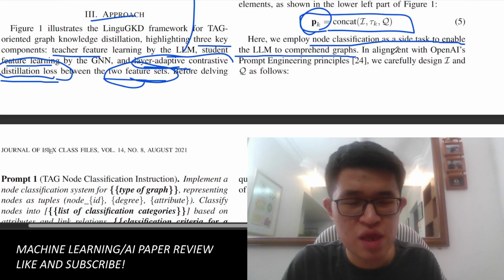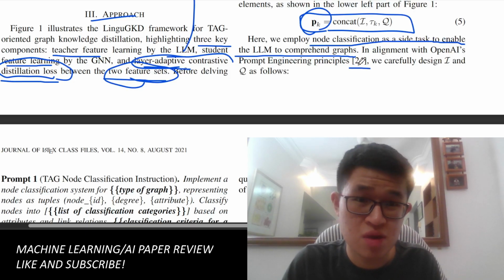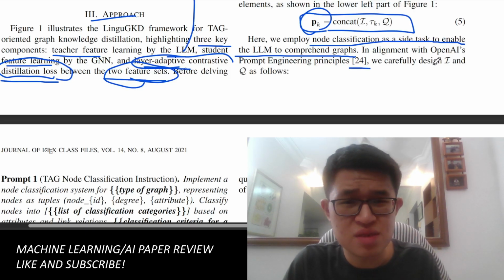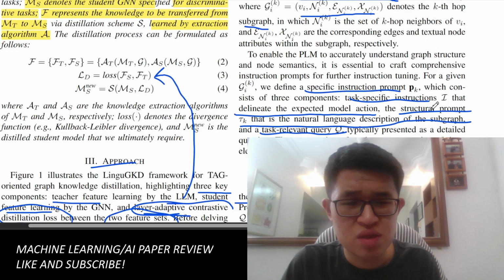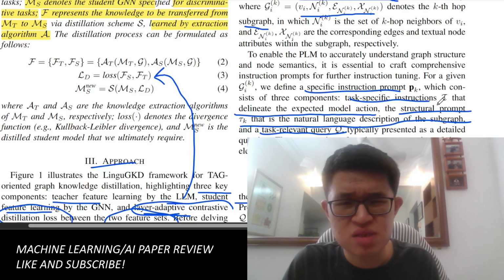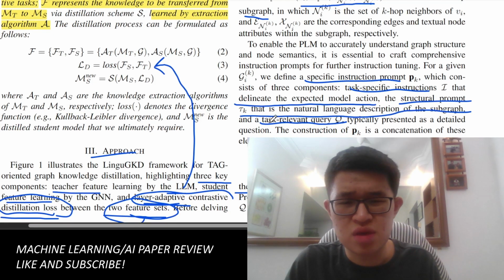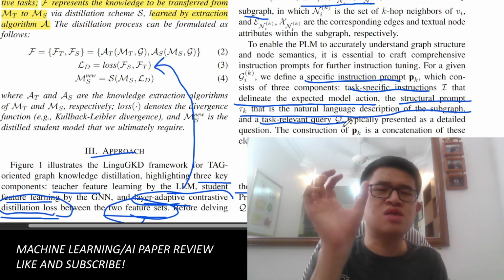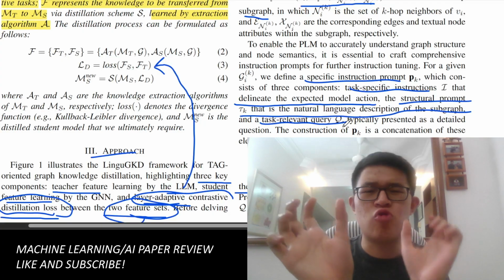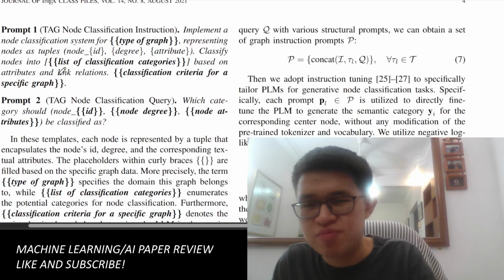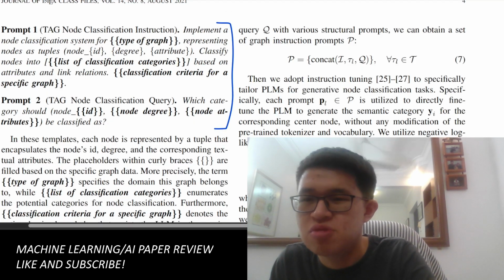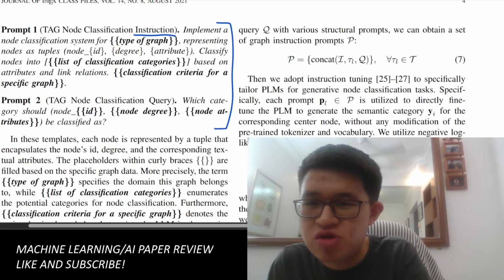Now, in alignment with OpenAI's prompt engineering principles, I'm going to check that one out, we carefully design I and Q. So I being the task-specific instruction, and the task-relevant query, which is Q. So basically, it's the task instruction and it's the question, right? So they propose 2 types of prompts.